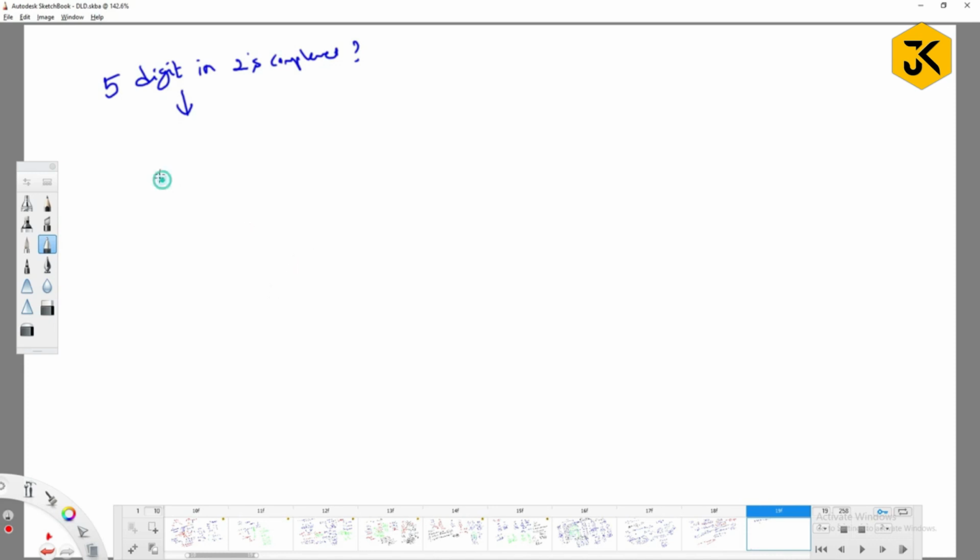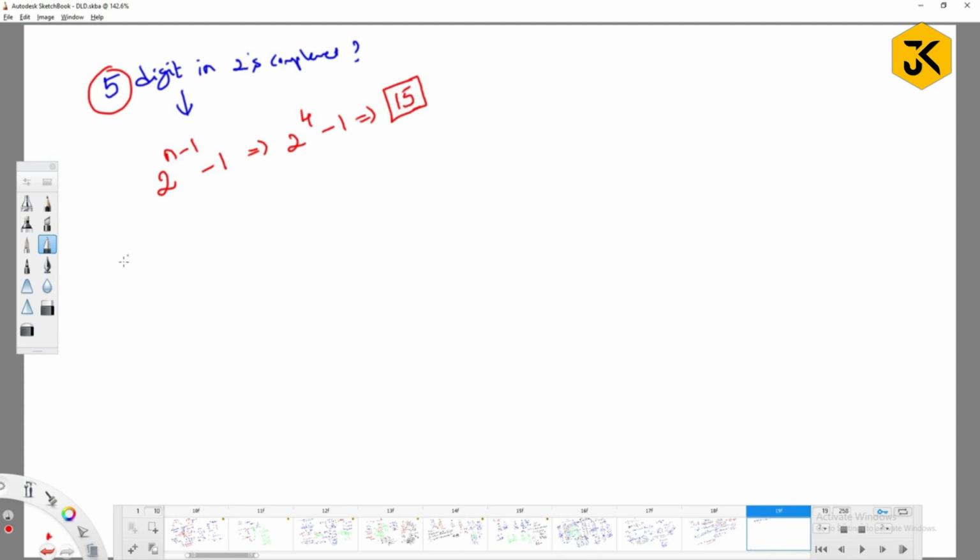What we can do is 2 power n minus 1. This is the maximum positive number I can generate, right? What they are saying is it is a 5-bit number. In place of n, place the value 5. So 2 power 4 minus 1, which is 15. So with the help of 5 bits in 2's complement, I can represent a maximum of 15 in decimal.